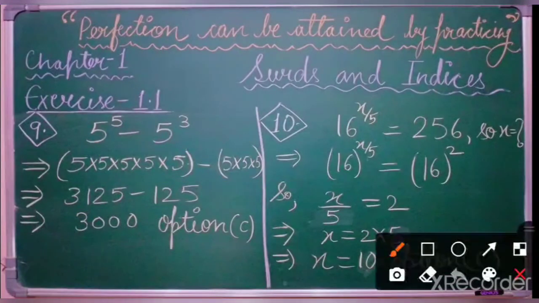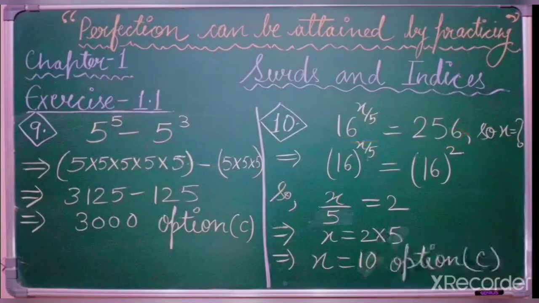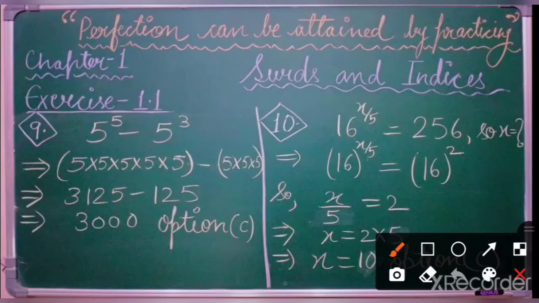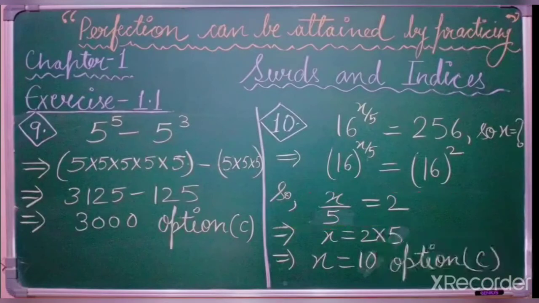Moving to question number 10, it is 16 to the power x by 5 is equal to 256. Now, because your base is 16, you will try to convert 256 into the power of 16. After dividing, you will see that 16 multiplied by 16 will fetch you 256. That's why we can write it as 16 to the power x by 5 is equal to 16 square. Because the bases are same, we will compare the powers. X by 5 is equal to 2, and then 5 will go in multiplication with 2. You will get x is equal to 10, and hence your option C would be your correct answer.